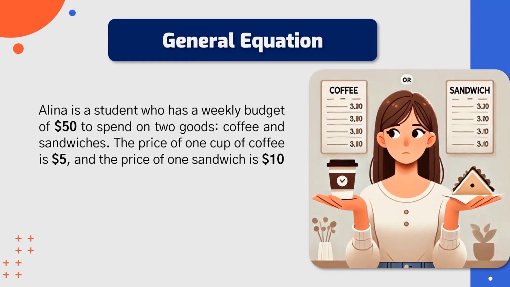Now let's look at the general equation of the budget constraint. Imagine Alina is a student with a weekly budget of $50 to spend on two goods, coffee and sandwiches. The price of one cup of coffee is $5 and the price of one sandwich is $10.